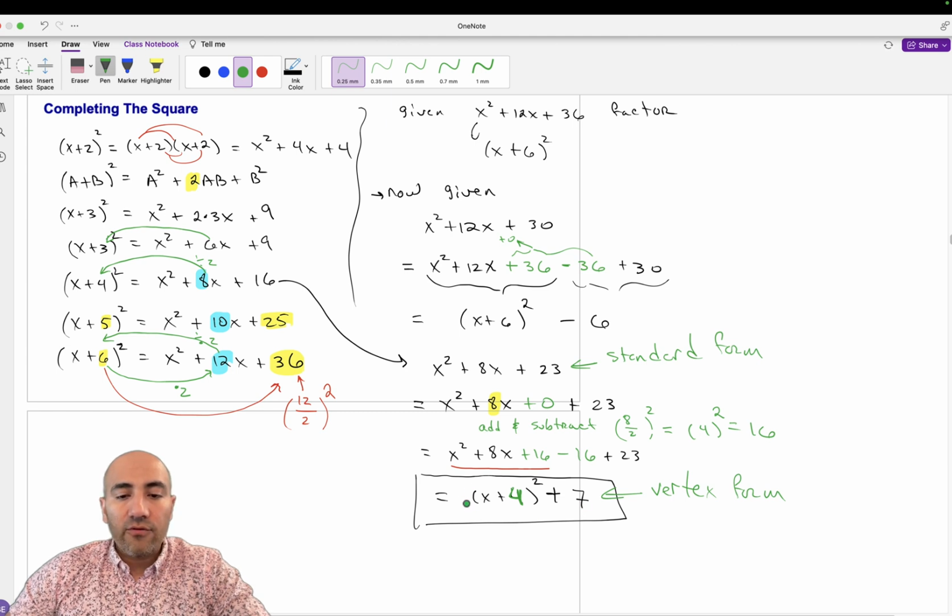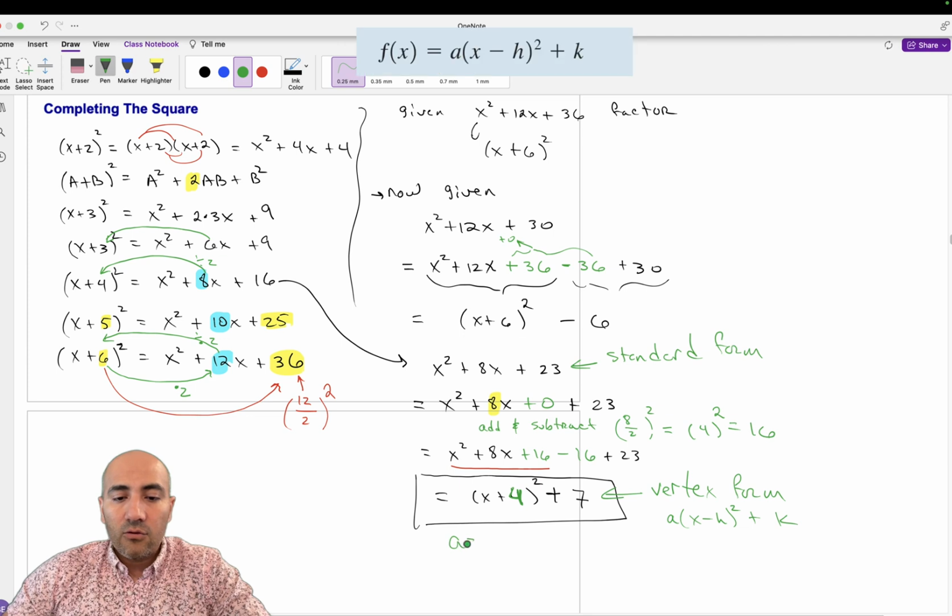There's an a out in front, which is a 1, right? So the vertex form is a parentheses x minus h squared plus k. So here a equals 1, this invisible 1 right in there. We have to have a minus in our vertex form, so that means that this must be a -4, because subtraction of a negative makes it +4. So h is equal to -4, and k equals 7.